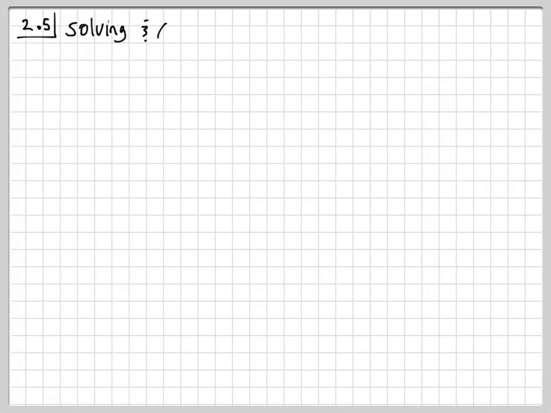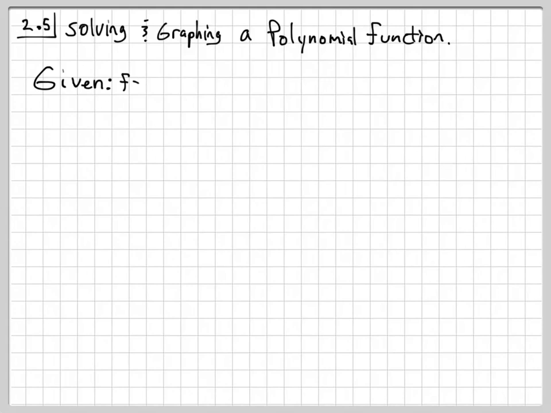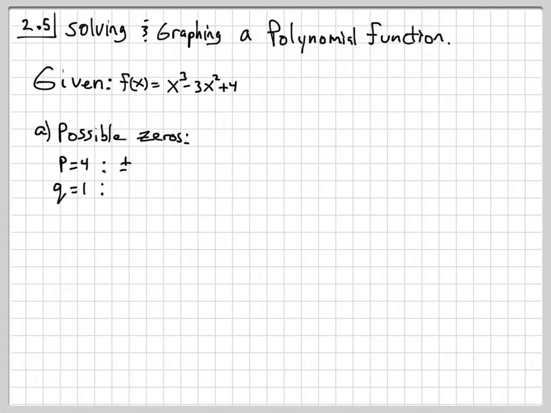This is a problem from section 2.5. It is about solving and graphing a polynomial function. So, for example, given that f of x is equal to the polynomial x cubed minus 3x squared plus 4, the first thing we will do is find the possible zeros.